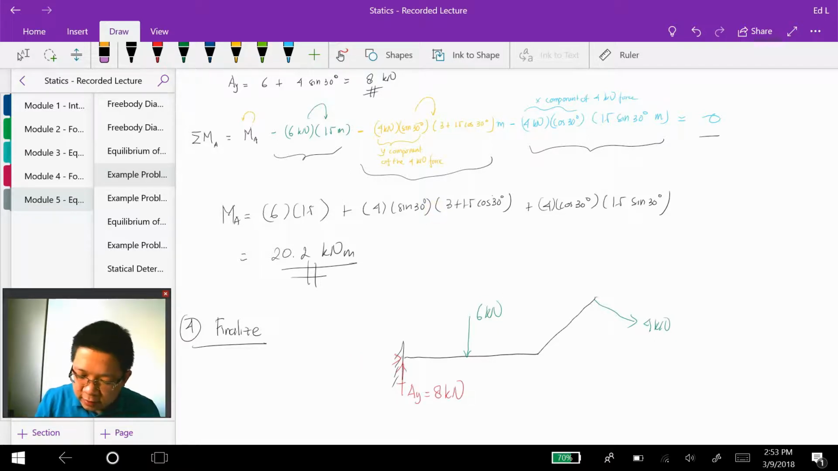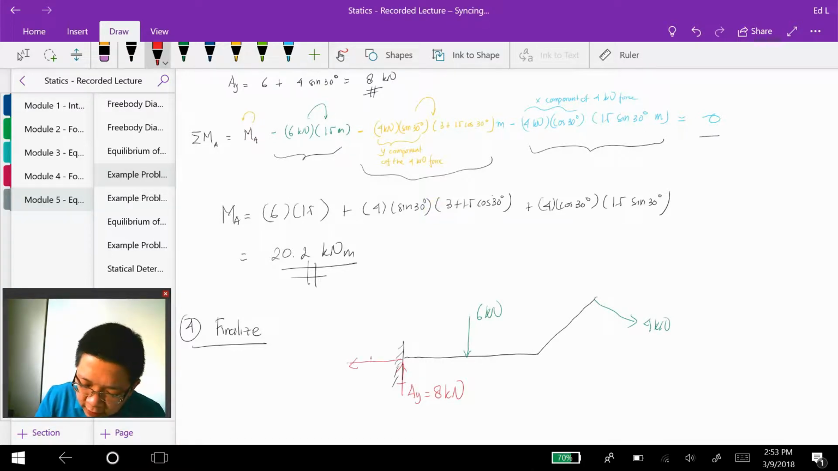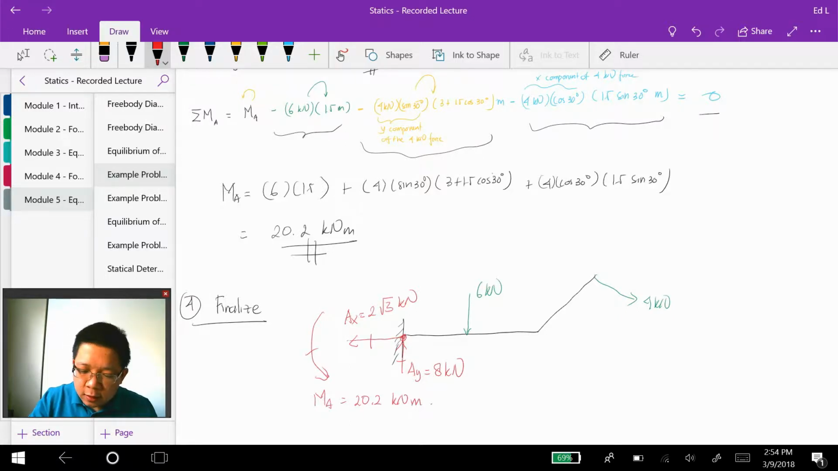Ax is negative. Since initially we assumed it's going to the right and we obtained a negative value, it actually means that the actual direction of Ax is going to the left. So Ax in here is 2 square root of 3 kilonewton, and MA is 20.2 kilonewton meter. Notice that all of these reaction forces are actually occurring at A. However, when I draw this MA, I draw it a little bit away from A just for clarity reasons.